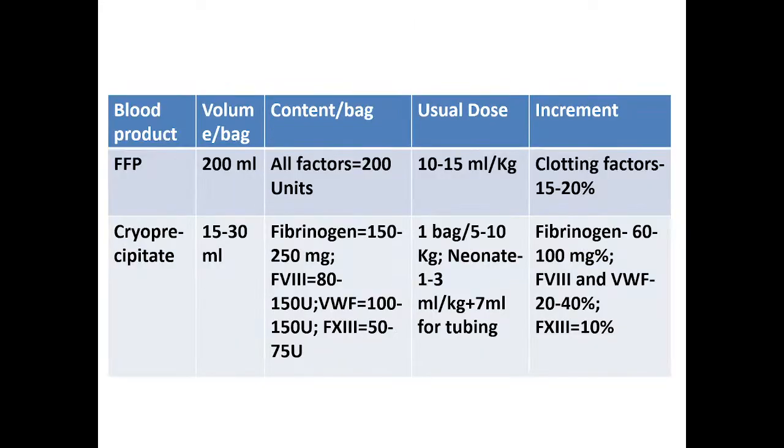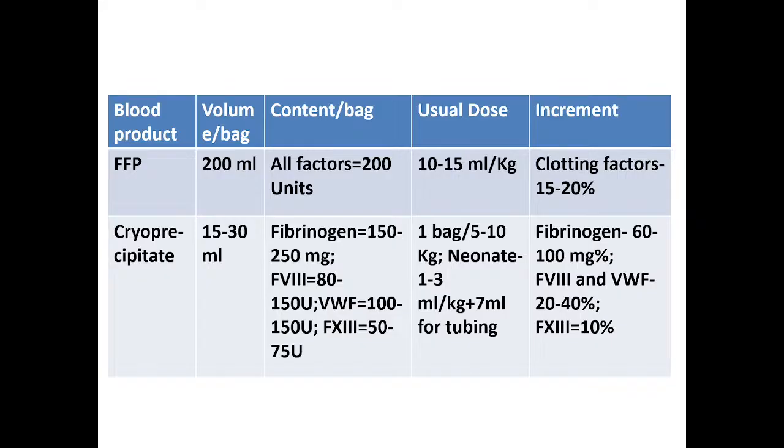So, FFP comes in 200 ml, dose is 10 to 15 ml per kg, and it contains all the factors. In an undiagnosed patient also we can give it, but we should take all the possible samples for diagnosis before giving any transfusion. Cryoprecipitate comes as 15 to 30 ml, and it contains fibrinogen, factor 8, factor 13 and von Willebrand factor. First is fibrinogen, last is factor 13 and middle is factor 8, and with factor 8, von Willebrand factor. So, these are the contents of cryoprecipitate.